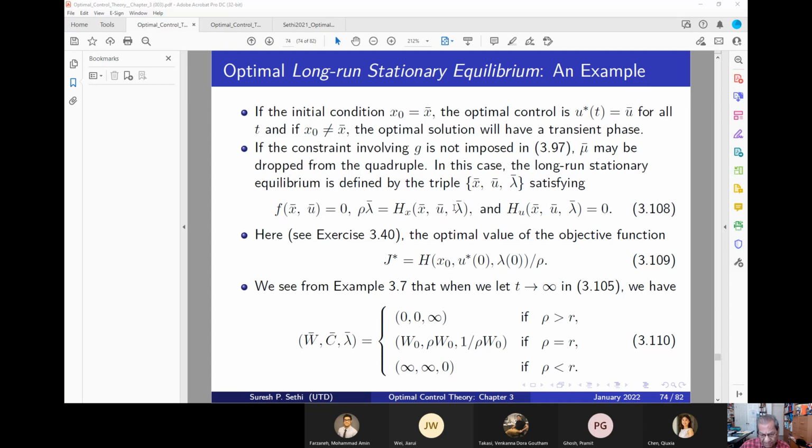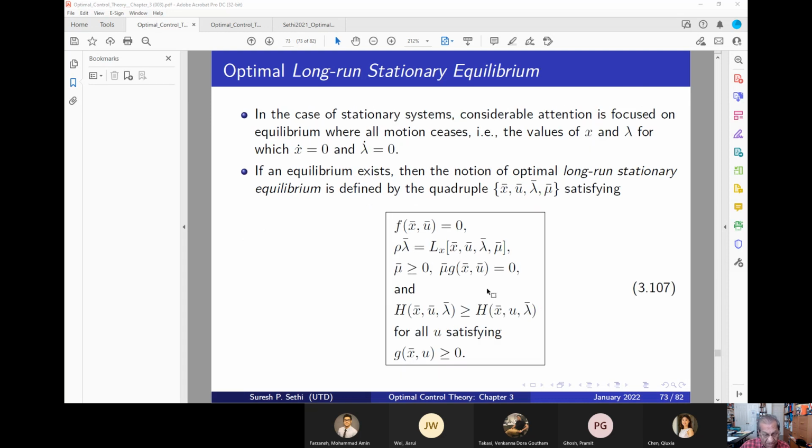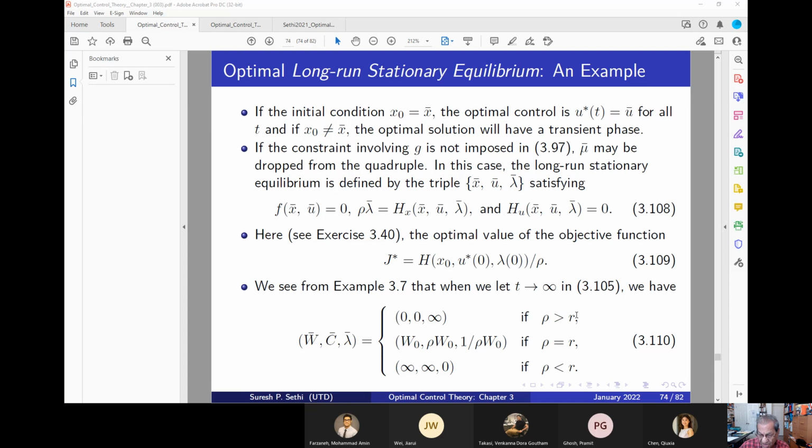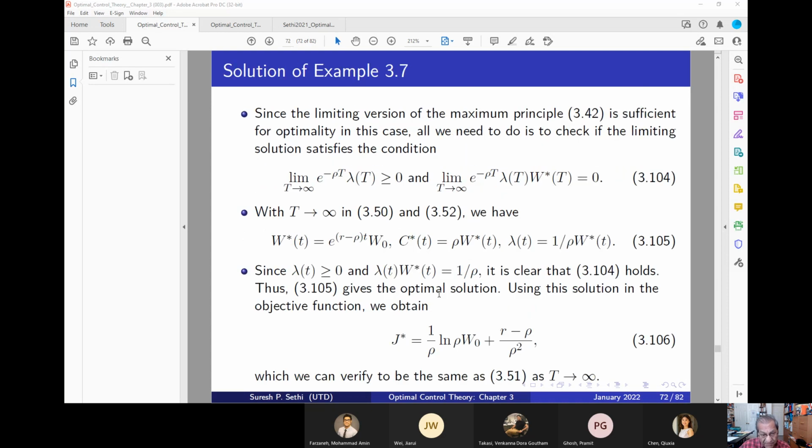Example 3.7, which we had, the example of the wealth and consumption. This is the one we just solved. You can see that for rho bigger than R, that means you earn less, you will consume in equilibrium nothing, no consumption, because that's the equilibrium. So you may never reach that equilibrium. You just keep consuming less and less.